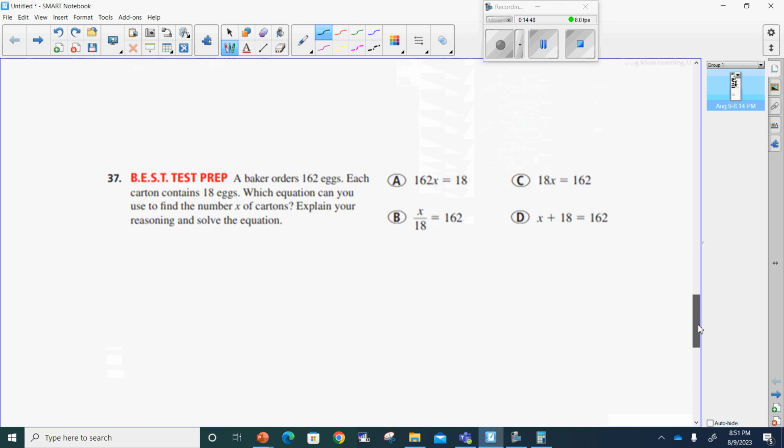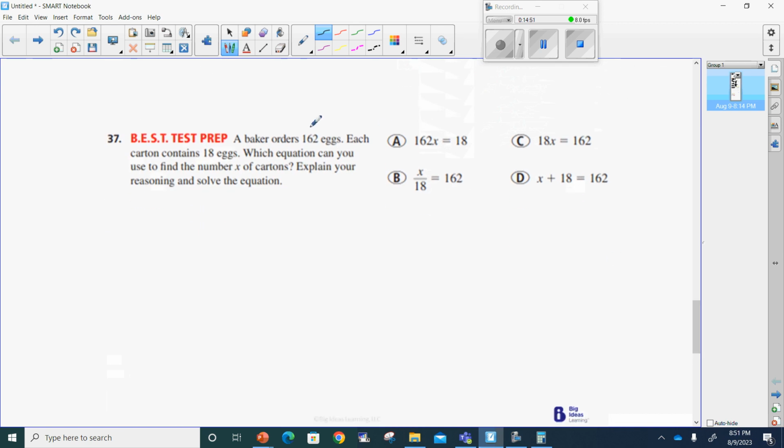All right, number 37 is next. It says a baker orders 162 eggs. Each carton contains 18 eggs. Which equation can you use to find the number x of cartons? Explain. Well, if there's 162 eggs and each carton contains 18 eggs, we could take 162 and divide it by 18 to give us our answer.